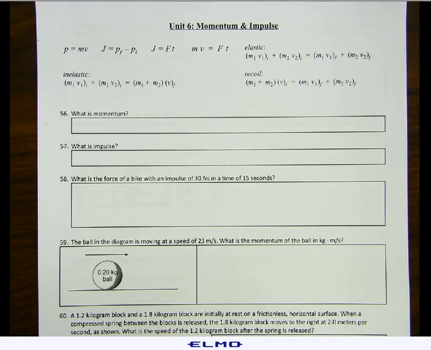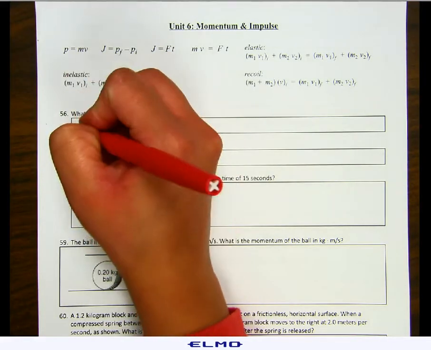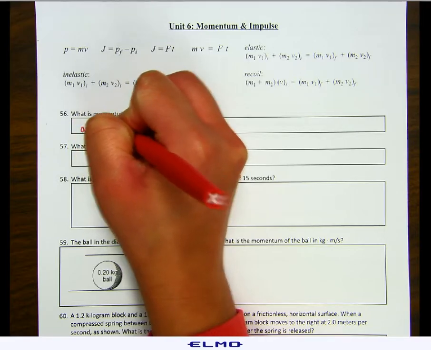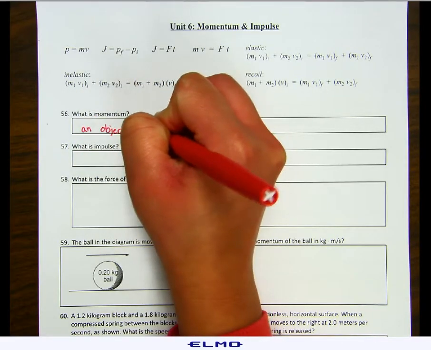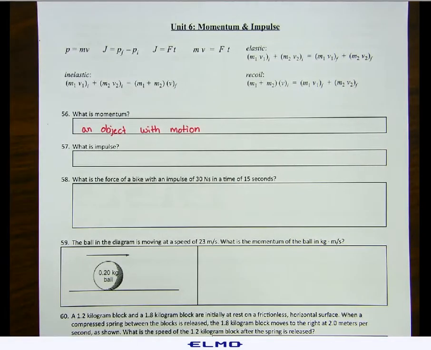Number 56, what is momentum? So momentum is any object with motion. It has to be moving to have momentum. If there's no motion, there is no momentum.